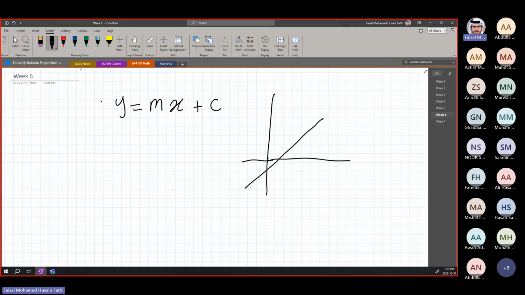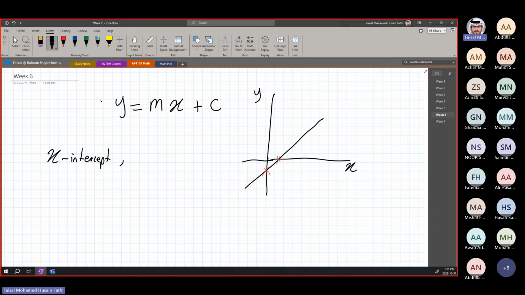You have here the x-intercept, and you have here the y-intercept. Basically, the x-intercept is when the line is cutting the graph at the x-axis, and the y-intercept is when the line is cutting the graph at the y-axis.